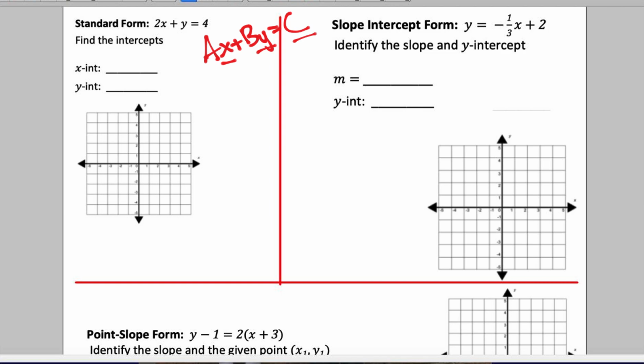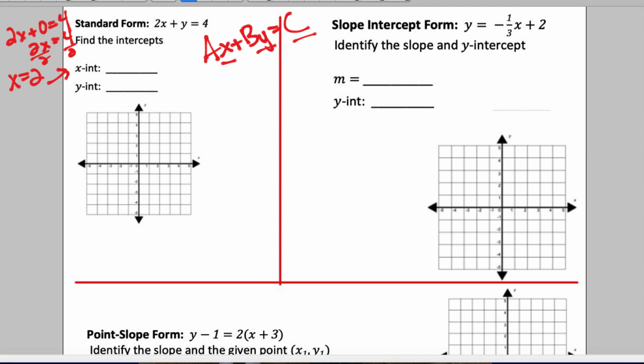So in this case, if it's 2x plus y equals 4, again, if you need to find an x-intercept, you set the y value equal to 0, and you would solve. So you'd say 2x plus 0 equals 4, and you would just get 2x equals 4, you divide by 2, and you get x equals 2, right?